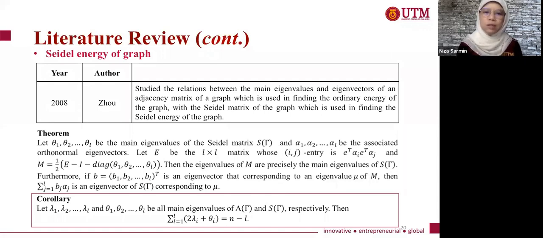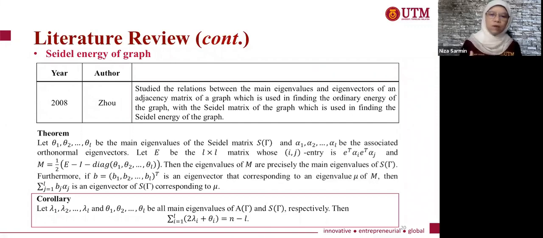Zhou in 2008 studied the relation between the main eigenvalues and eigenvectors of an adjacency matrix of the graph, finding the ordinary energy, then the Seidel matrix of the graph used in finding the Seidel energy of the graph. And he found that these eigenvalues of the Seidel matrix are associated to the orthonormal eigenvectors, and he had this theorem that the eigenvalues are precisely the main eigenvalues of the Seidel matrix.